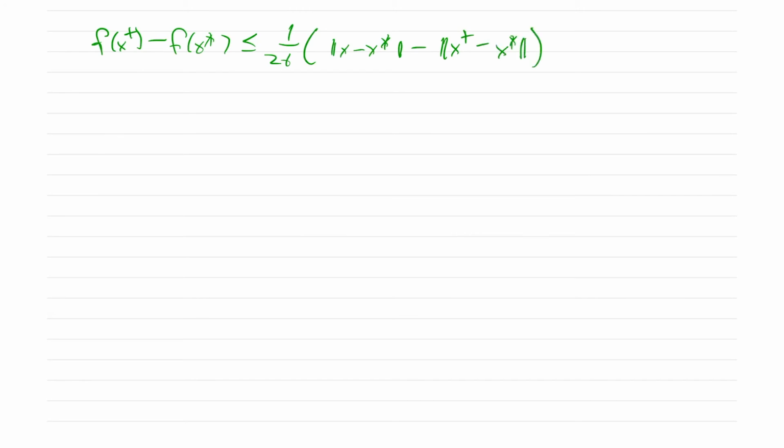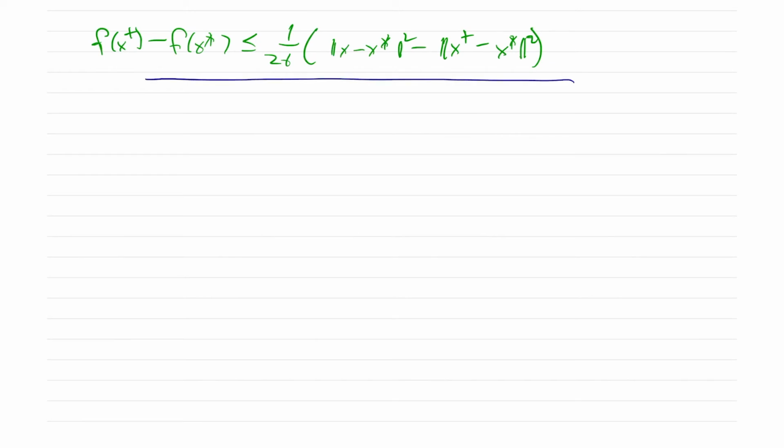So what we have is this. We have, well, might as well just rewrite everything. So we have f of x plus minus f of x star is less than or equal to 1 over 2t times the norm of x minus x star minus x plus minus x star, and these quantities squared. Okay, so that's getting us a lot closer, and we're almost done. So let's go ahead and wrap this up.